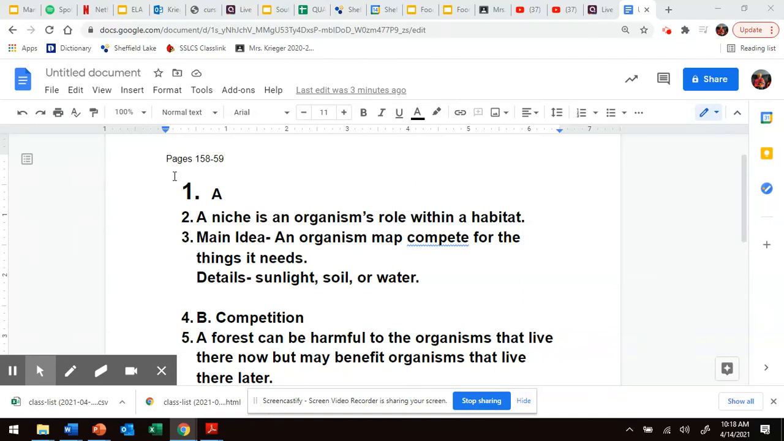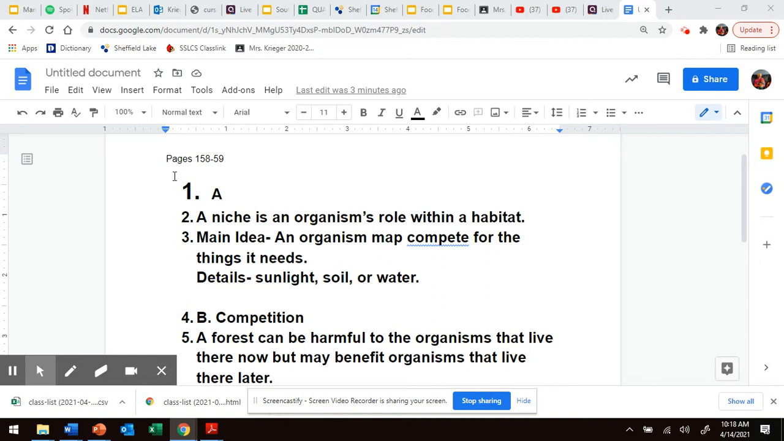All right, everyone, you were asked to look at pages 158 and 159 here in your science books, and we will be going over these answers. So please make sure you change your answer if it's incorrect. Number one, which of the following is an example of a community?